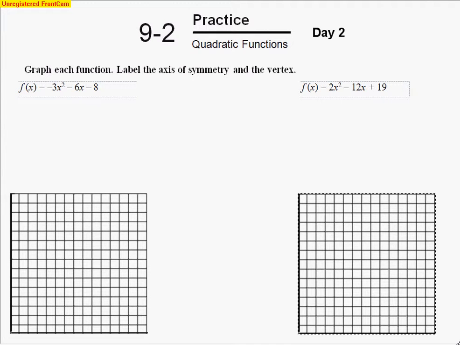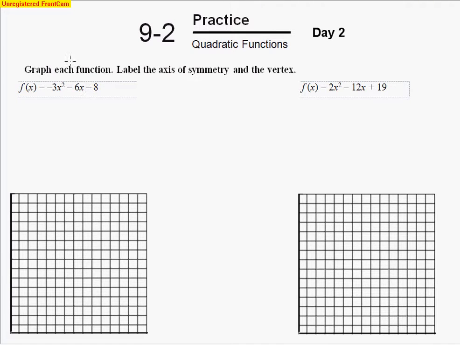This is a lesson for Chapter 9, Section 2, titled Quadratic Functions. We've got a couple different types of problems we're going to see today, so let's take a look at them. Here we have a quadratic function in function notation: negative 3x squared minus 6x minus 8.